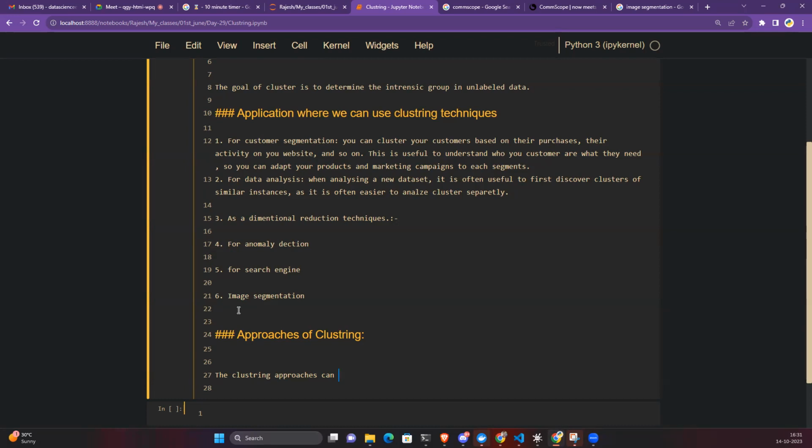Tomorrow will get finished. The clustering approaches can be broadly divided into two categories. Number one, agglomerative category. I will talk about this. Agglomerative.